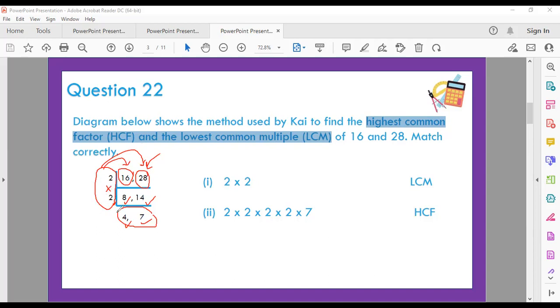All right. Now, to find your lowest common multiple, you keep on dividing. Okay, now I'll divide by 4.